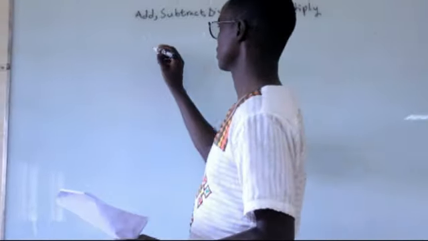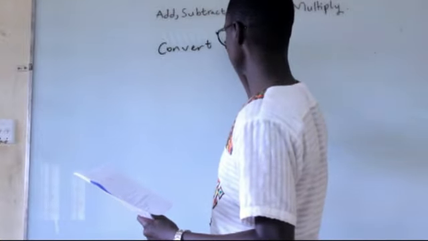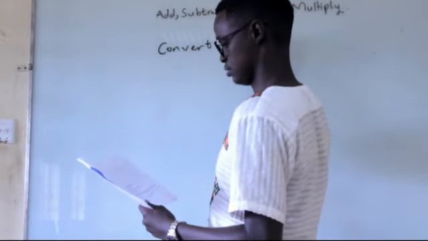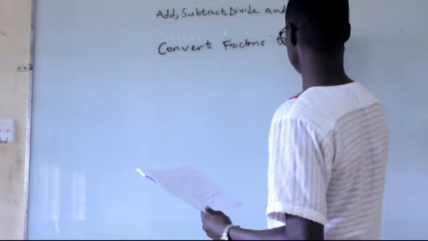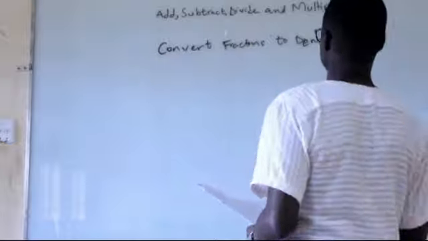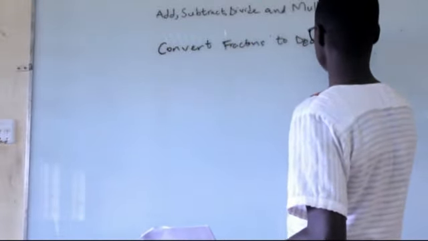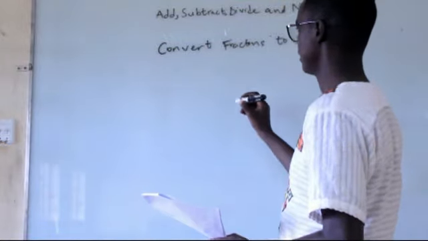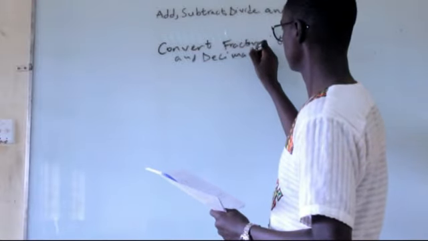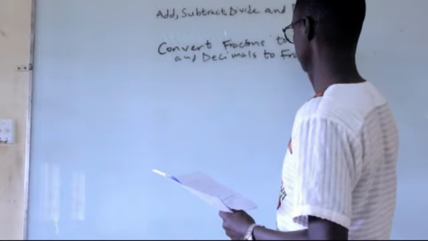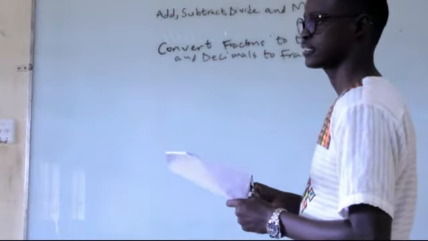Looking at converting fractions to decimals and decimals to fractions. How do we do that? We begin with what fractions mean.